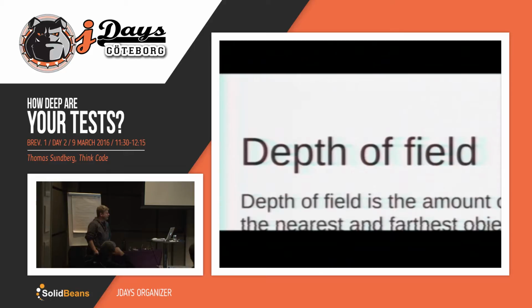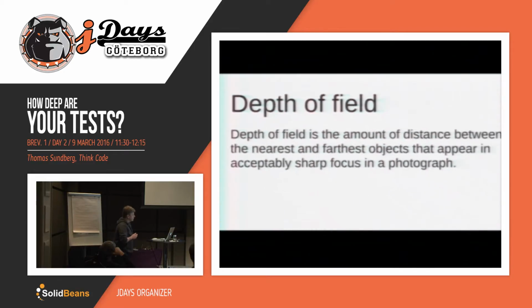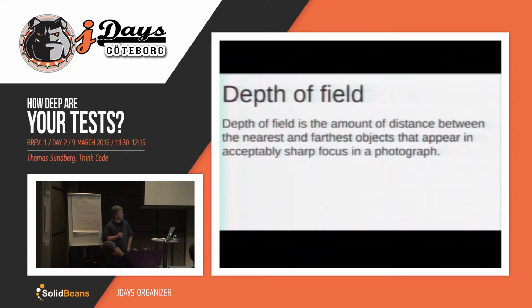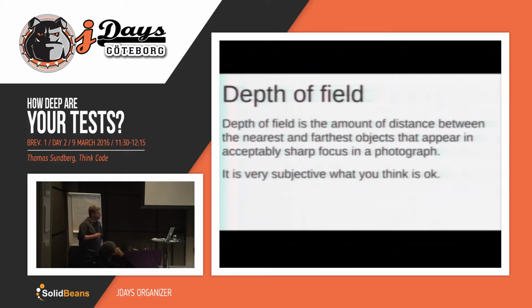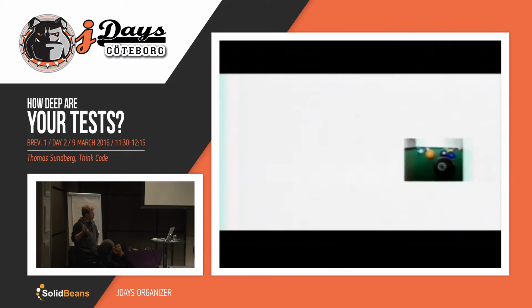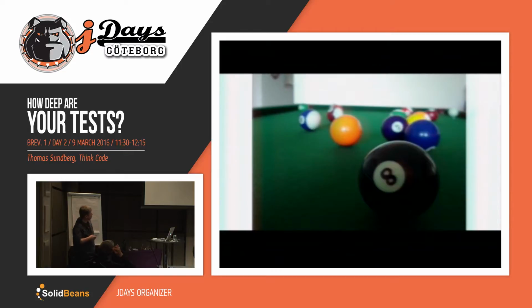No, okay. Depth of field is defined as the amount of distance between the nearest and furthest object that appears in acceptably sharp focus in a photograph. I took this from Wikipedia, I think, at least. But the thing is, this is very subjective, and it could look like this. The number 8 ball is in quite okay focus. The green one in the back, I can't even see the number.